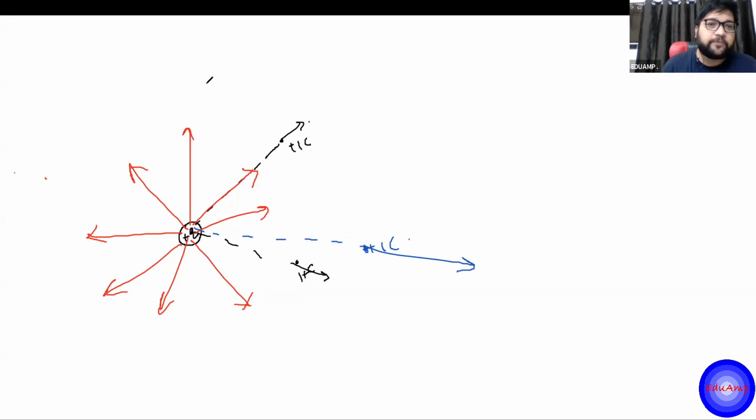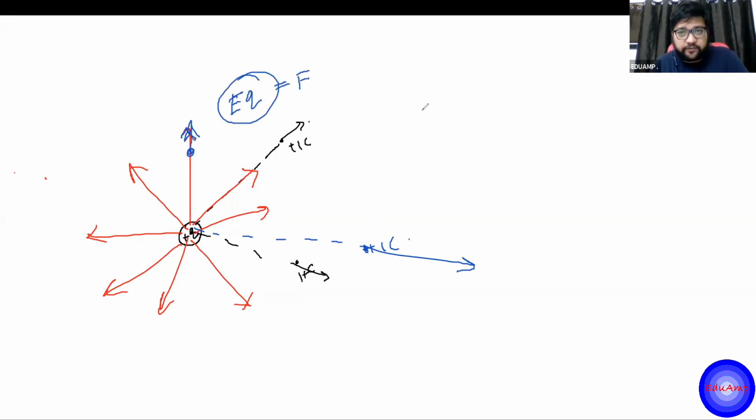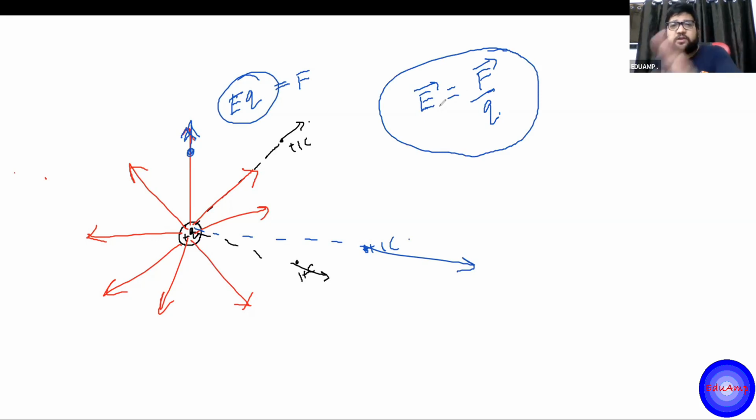If you put a positive charge along the lines, it will feel a force in the direction of that electric field. So if this is the direction of the electric field and you put any positive charge here, it will feel a force equal to E into Q, because electric field is defined as force per unit charge. The direction of the electric field is the same as the direction of the force.